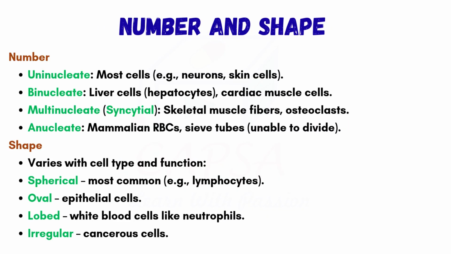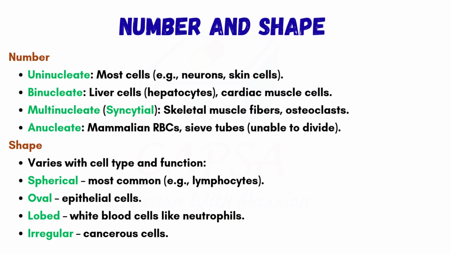Most cells are uninucleate, meaning they contain a single nucleus. Examples include neurons and skin cells. However, some cells, like liver cells and cardiac muscle cells, are binucleate, containing two nuclei. Skeletal muscle fibers and osteoclasts go a step further and are multinucleate. These are larger, specialized cells that need multiple nuclei to coordinate complex function. So then there are anucleated cells, such as mature red blood cells, which lose their nucleus during development. So these cells cannot divide or synthesize proteins anymore.